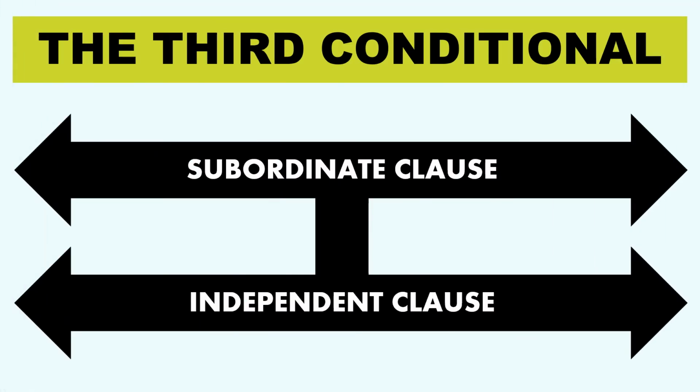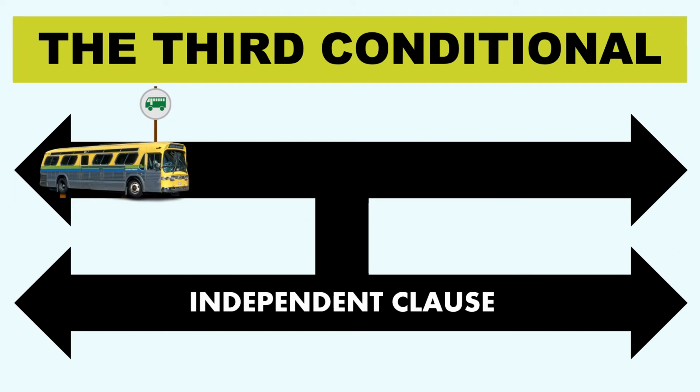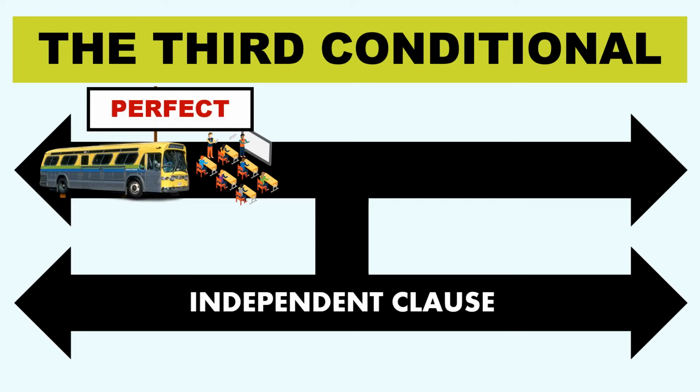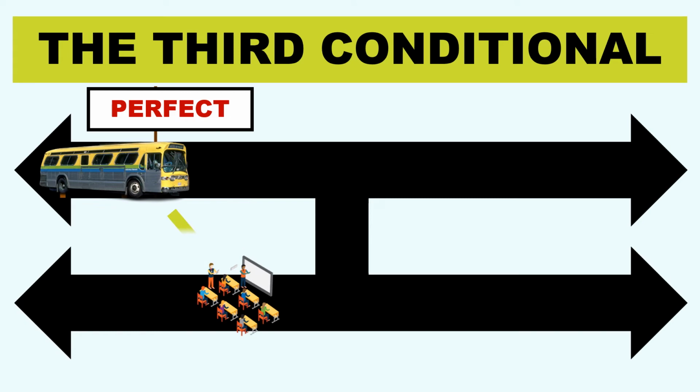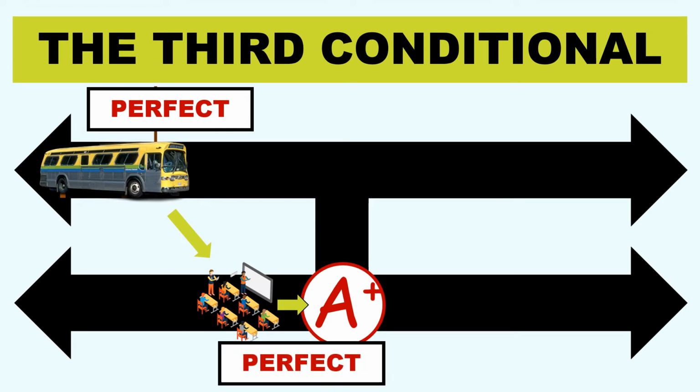All right, now let's take a look at this on our timeline. We've got the subordinate clause and the independent clause. If the bus had been on time, and this is the past event that took place before another past event, you would have been in class. And because there's a past event before another past event, we use the perfect past tense. Now, as a result of being in class, that past event has an impact on the present, because now you would have done better in the class. You would have got your A+. So as a result of that, we use the perfect present for the independent clause.